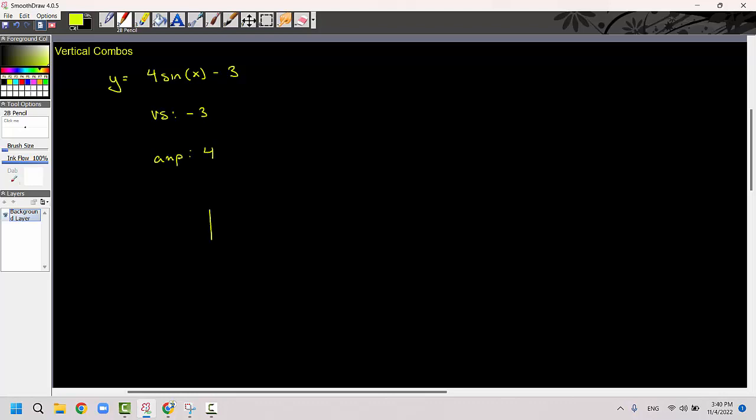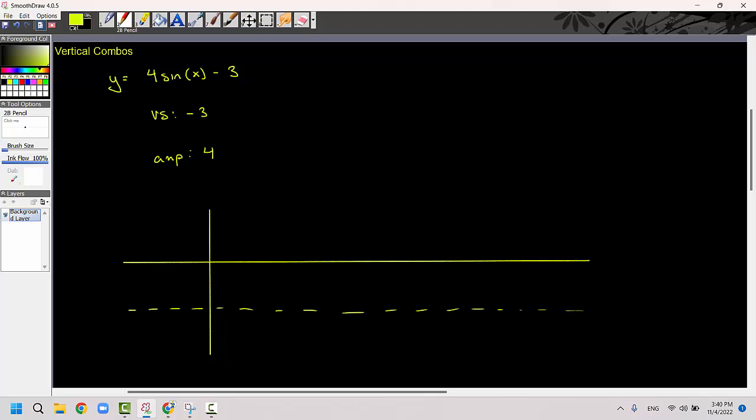So what does that look like? I'm going to go and graph this thing. I'm going to do the vertical shift first. That's going to shift everything down by 3. So that's going to be -3 here. Because my amplitude is 4, that means that from -3, I'm going to stretch up by 4 and down by 4. Hopefully it makes sense. That means that the top of this graph is going to be a 1. The bottom of this graph is going to be -7.